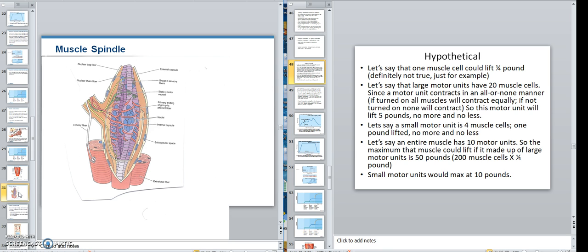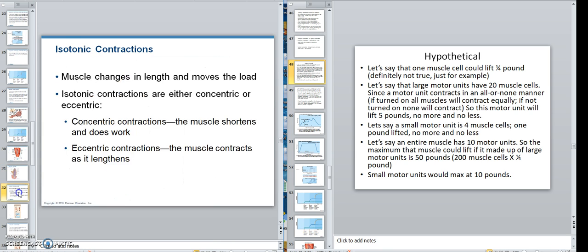All right. So we go from there now to isotonic contractions, isometric. I think what I'm going to do is start a separate video for this one. Okay, thank you.